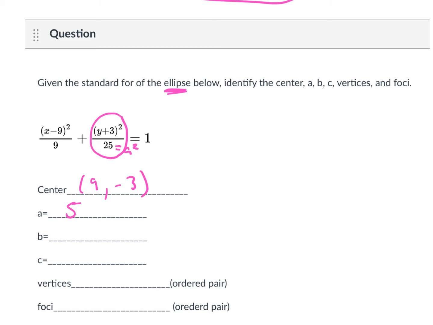What's our b? 3. How do we find c? Is it a squared plus b squared here? It's a squared minus b squared. So c squared is equal to a squared, which is 25, minus b squared, which is 9. So c squared is equal to 16. c is equal to 4.